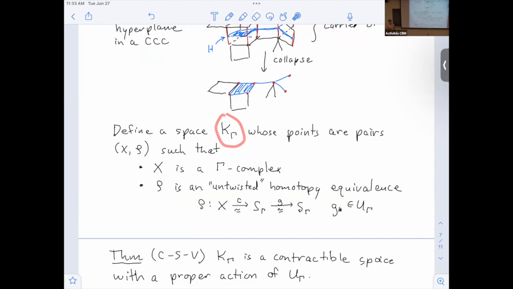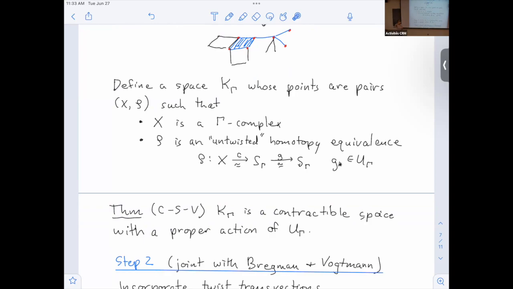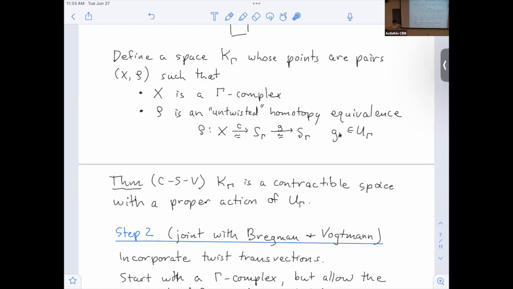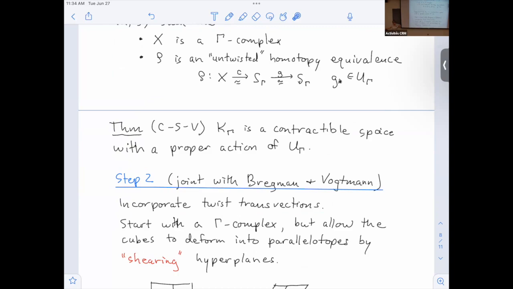So we look at all such things, and by the way, in the cube complex we're allowed to adjust the lengths of the edges. Collapsing is just adjusting the length of the edges down to zero. There's a continuous motion between things by allowing edges to appear and disappear. So we get a topological space out of this, and what we proved back in 2017 was that this space is contractible and has a nice proper action of the untwisted automorphism group.